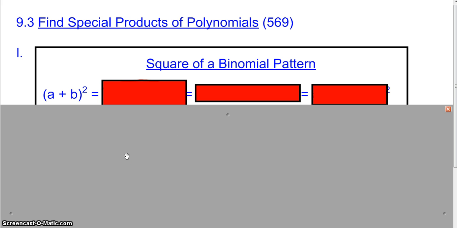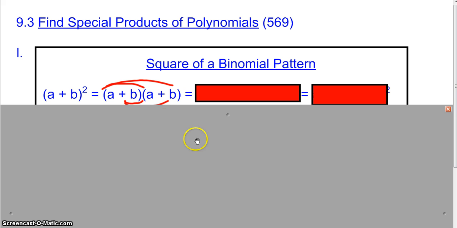So we learned the acronym for a binomial times a binomial yesterday. What is the acronym? FOIL. Good. So go ahead and do that. FOIL it. Expand this out. We have what happening as a factor twice, Lauren? A plus b times a plus b. Good. A plus b times a plus b.